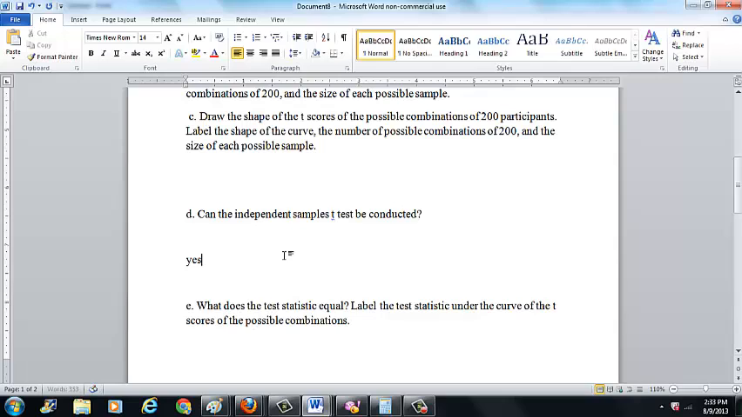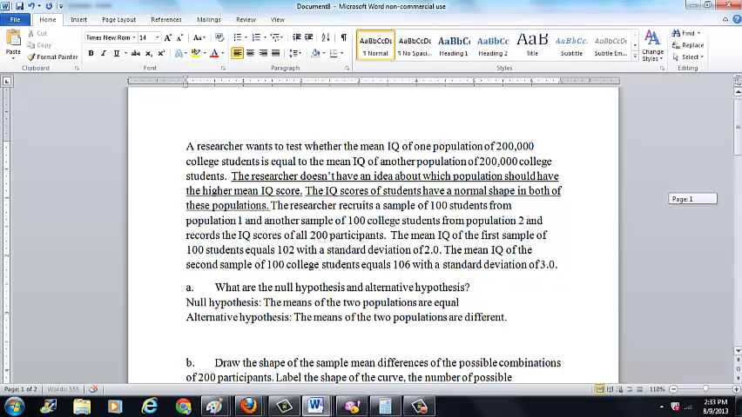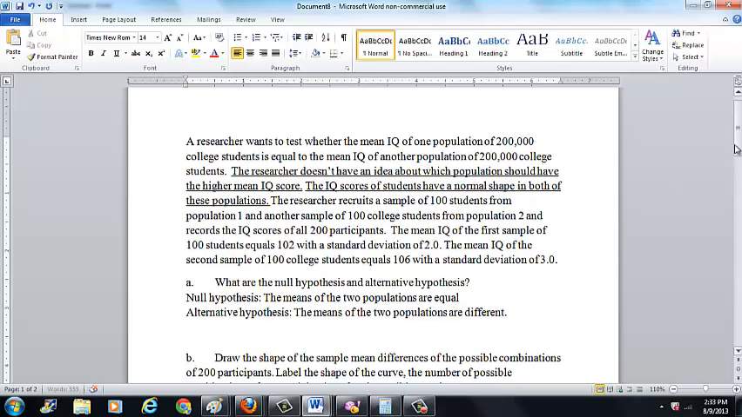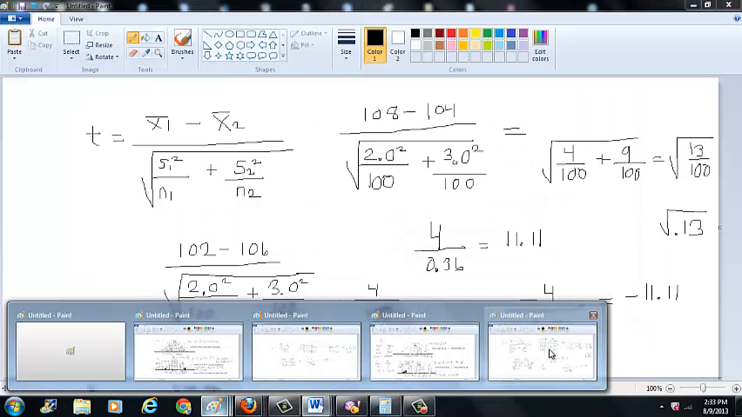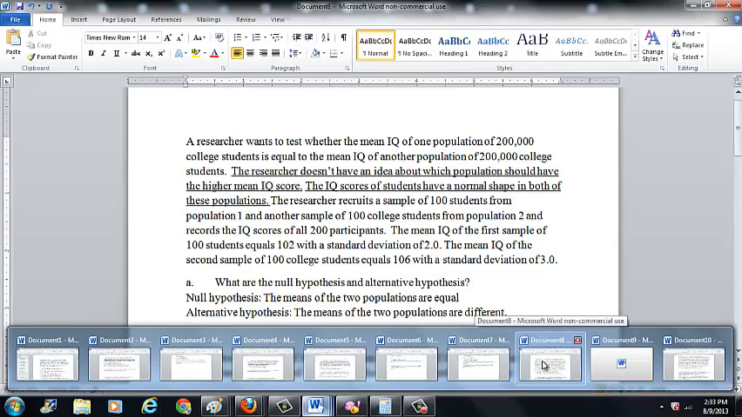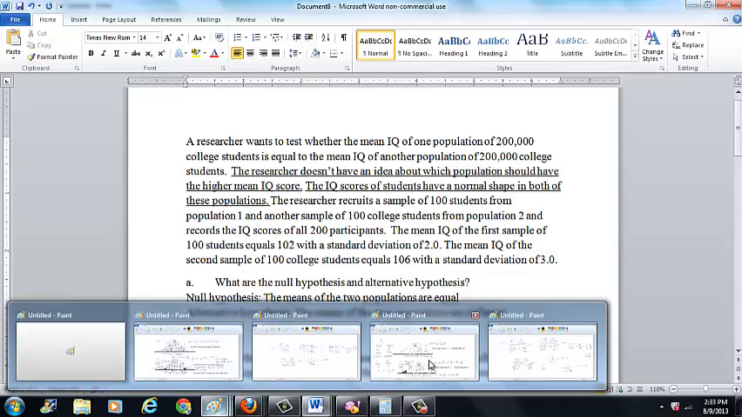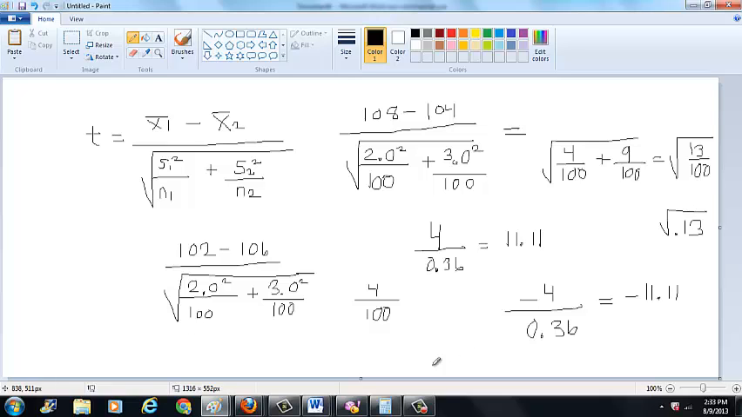To get the test statistic, you use the formula. This is back to 106 and 100. Wait, this says 106 and 100 this time. So what would that equal? No, it's not. It's 102 and 106. Those are the two sample means. So the t-score comes out to negative 11.11 again.